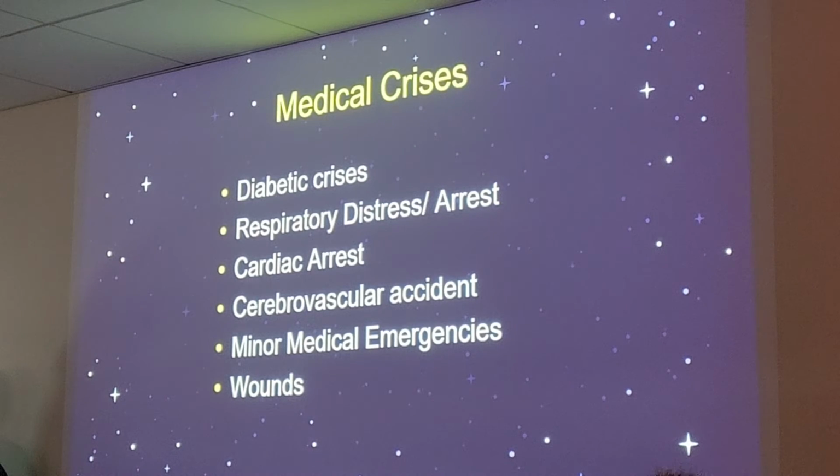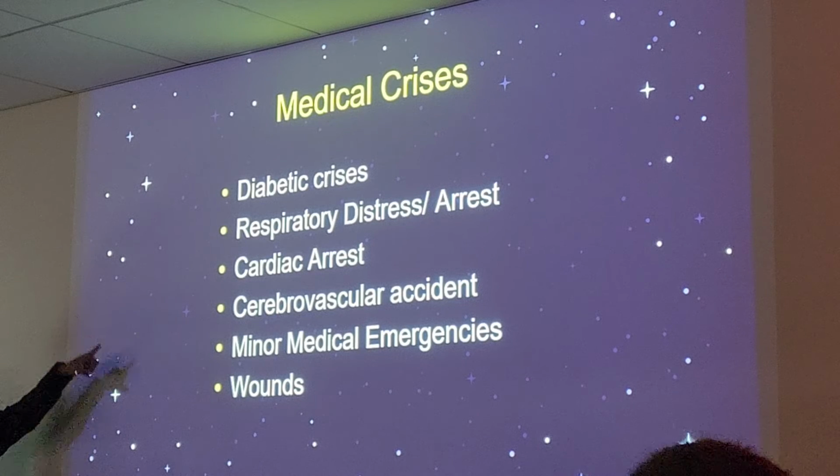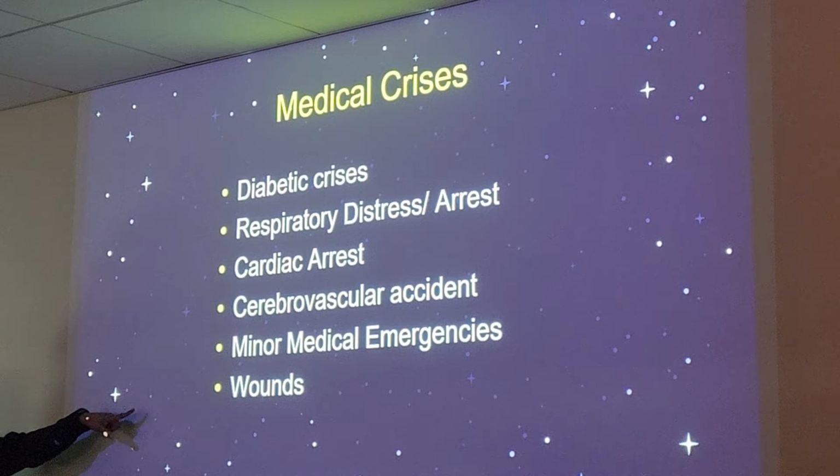Alright, now we're going to talk about several different types of medical crisis. These are all the different types: diabetic crisis, respiratory distress, cardiac arrest, cerebrovascular accident, minor medical emergencies, and wounds. So we'll talk about each of those in detail.